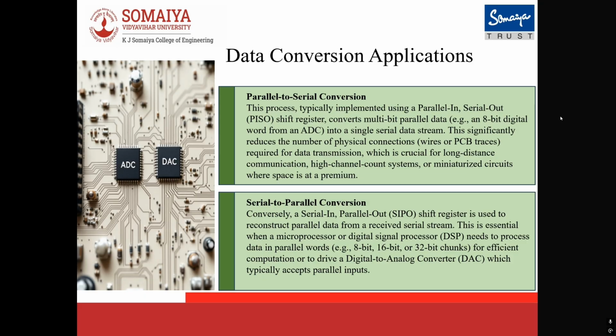On the other hand, serial to parallel conversion using serial in parallel out (SIPO) registers does the reverse. It receives serial data, reconstructs it into parallel form and sends it to devices like microcontrollers or DACs that operate on multiple bits simultaneously. In short, shift registers act as bridges between serial and parallel systems, simplifying circuit design and communication.